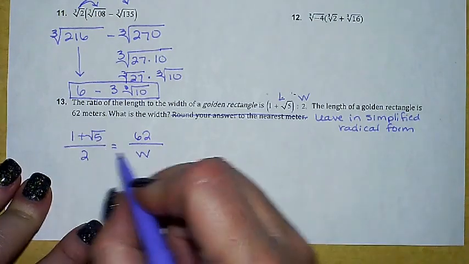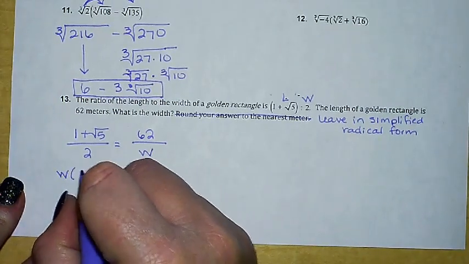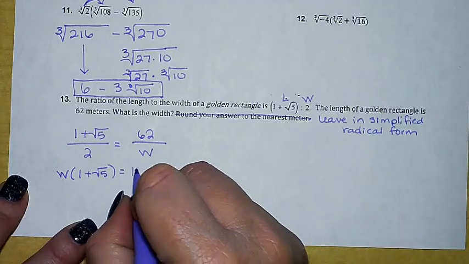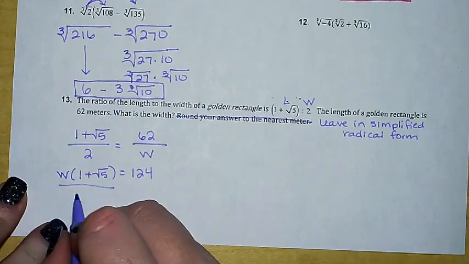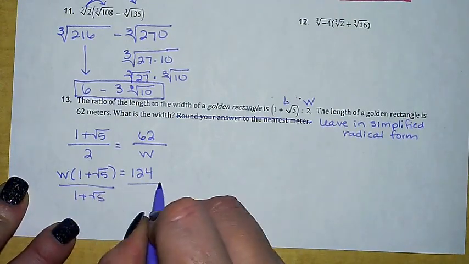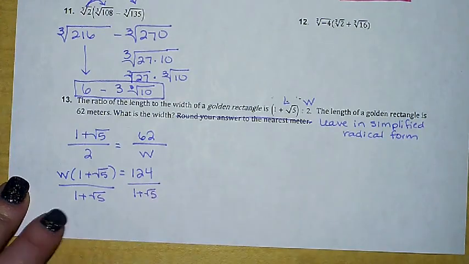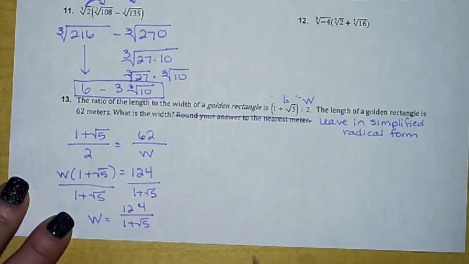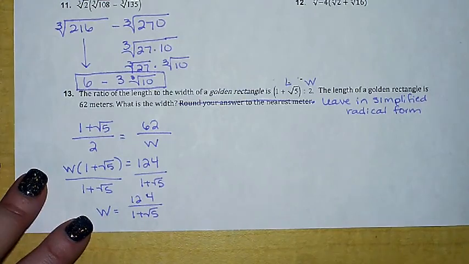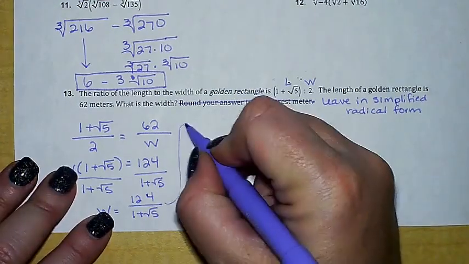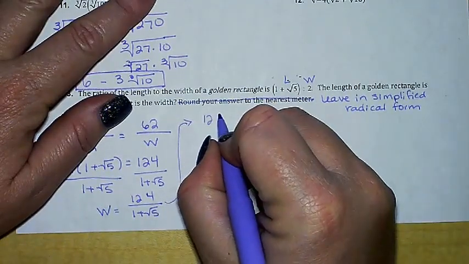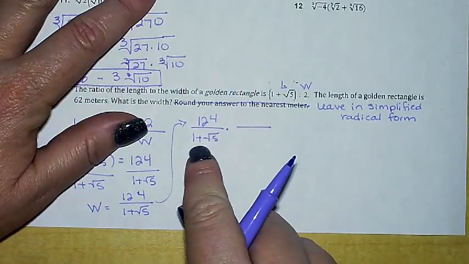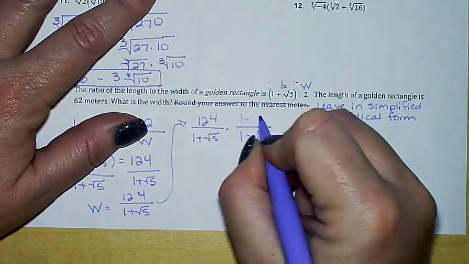And I'm just going to cross multiply here, and I'm going to set that up, which will give me W times 1 plus the square root of 5 equals 62 times 2 is 124. I want to get that W by itself, so divide by 1 plus the square root of 5 on both sides. So now what I have is W equals 124 over 1 plus the square root of 5, and we just spent 20 minutes talking about how we cannot leave that in the denominator, but we know how to fix it. So all we do is take that 124 over 1 plus the square root of 5 and multiply it by its conjugate. Right now we have a sum, so our conjugate will be a difference.